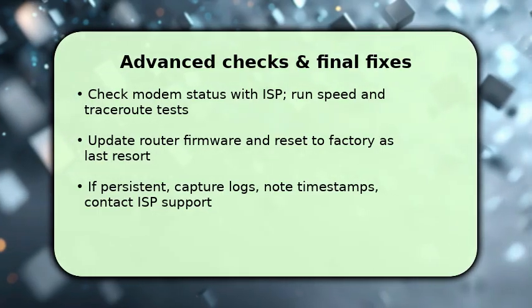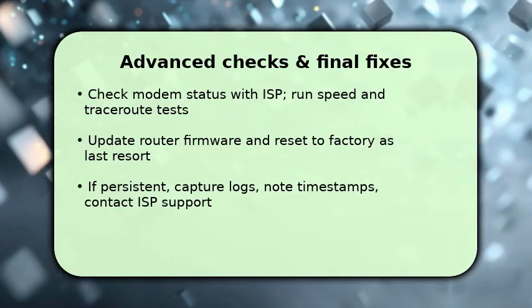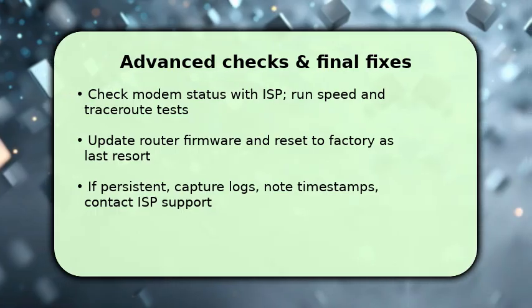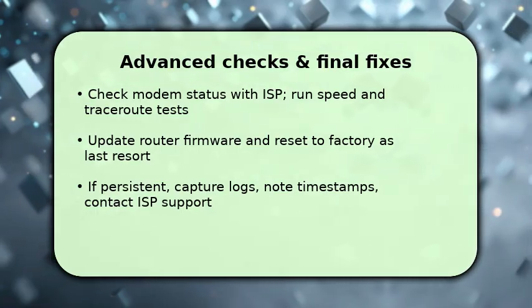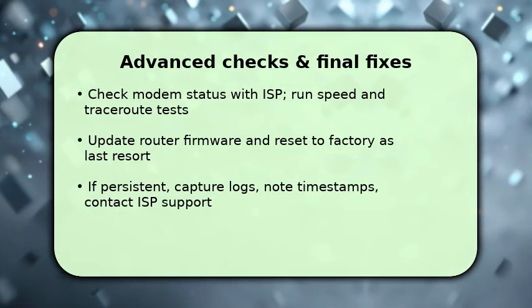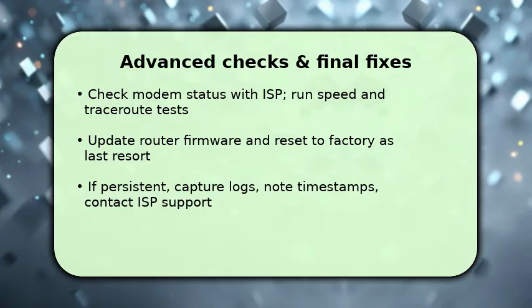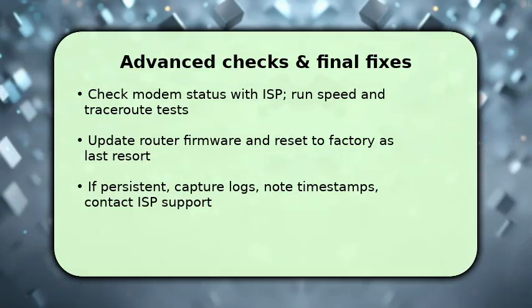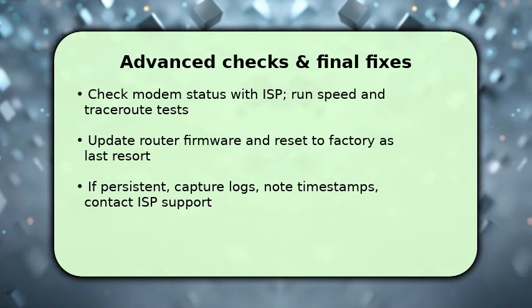Make sure the router firmware is current and only factory reset after backing up config. Once reset, reapply minimal settings and test. If problems persist, collect logs and exact timestamps, then escalate to ISP support so they can correlate outages or provisioning problems with the evidence you gathered.